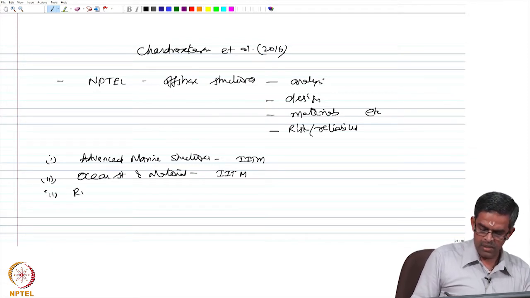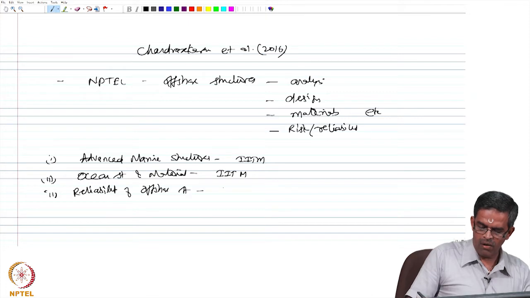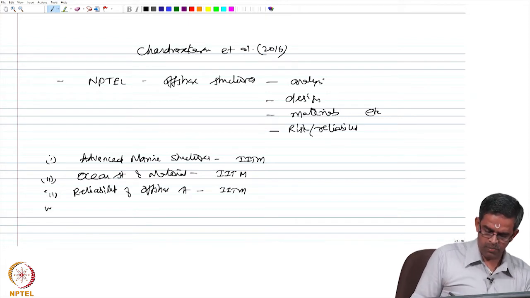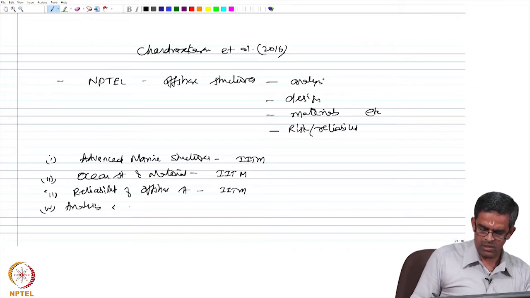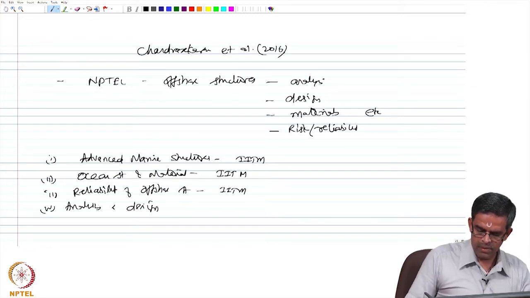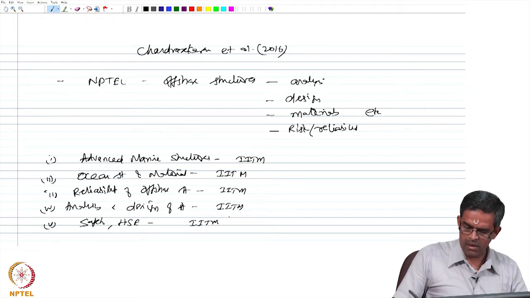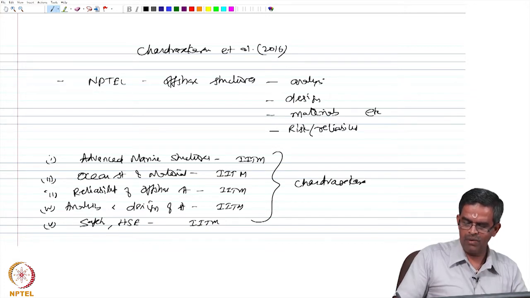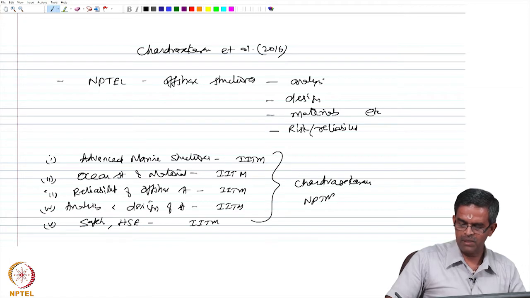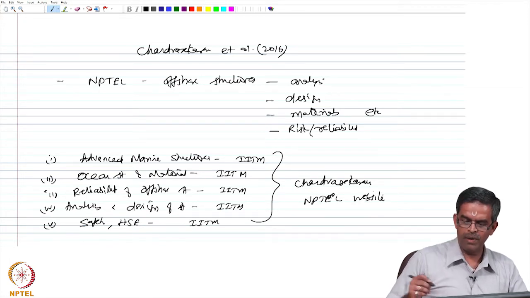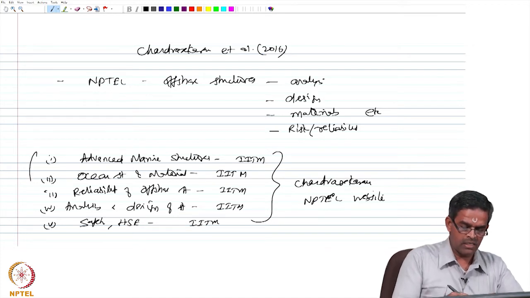The third could be reliability of offshore structures offered at IIT Madras. The fourth could be analysis and design of offshore structures, again at IIT Madras. The fifth could be safety, HSE in offshore and petroleum engineering, again at IIT Madras. All are offered by me, and the open notes are available in the literature at NPTEL website. So, for more information on the TLP behavior, please look at these additional reading material.